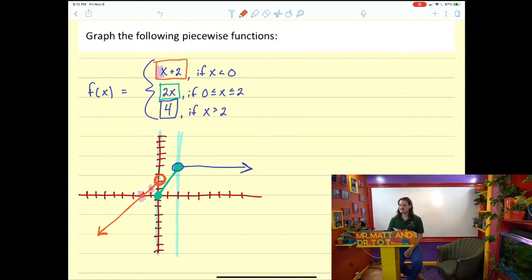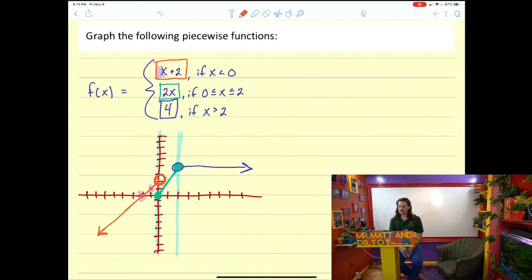Notice that we're ending at x is equal to 2. When f of x is equal to 2x, f of x would be equal to 2 times 2, or 4. So at x equals 2, f of x is equal to 4. So we have a solid dot at 2, 4.